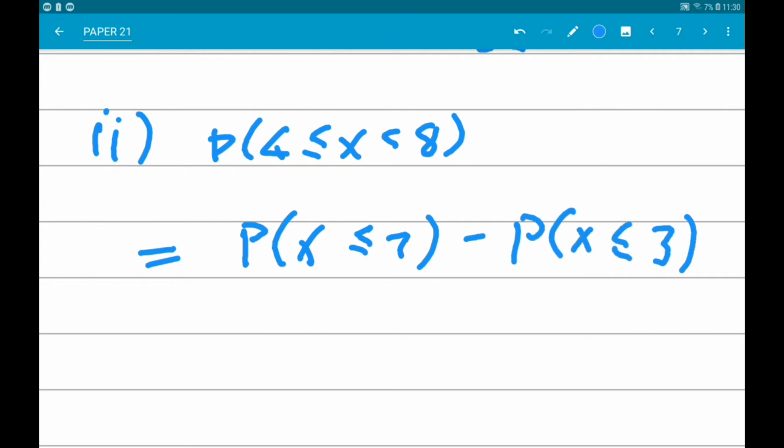Okay, so again, you want binomial CD, so we get 0.818 minus 0.160.